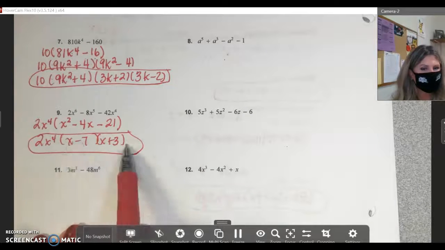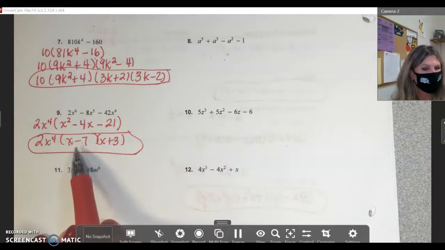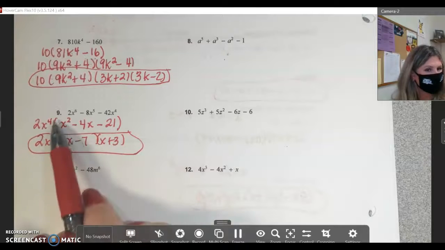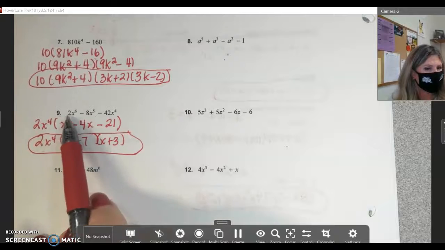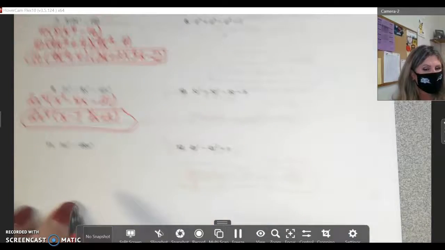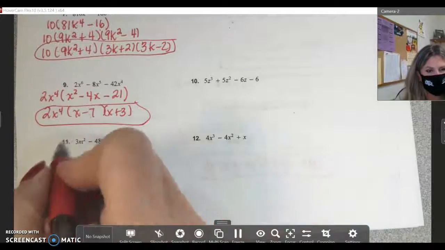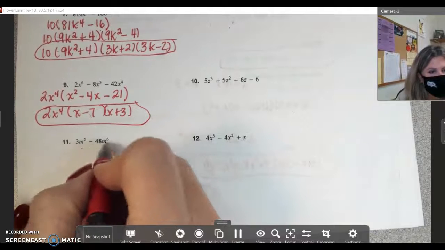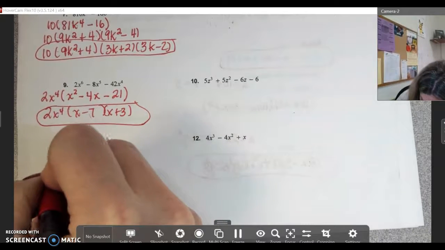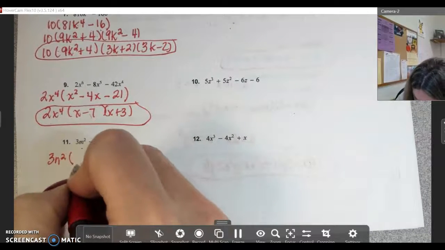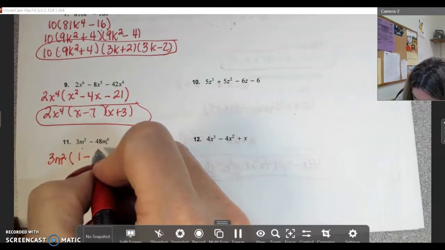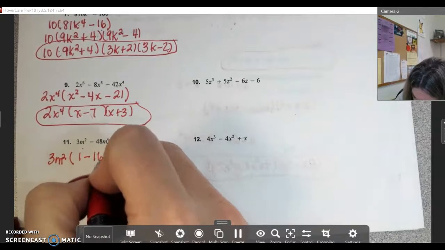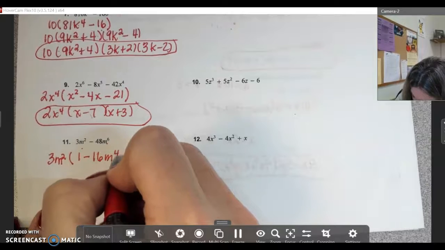Check your answer up here. Did you get it? X minus 7, x plus 3. Don't forget the first one that you factored out. See, now I check it. X to the 4th times x, x to the 6th. We're good. All right, we'll just do 11 and 12 and we'll be finished. Okay, out of here I can take out a 3n squared and I'm left with, oh, that's an m, not an n. 1 minus 16 m to the 4th.